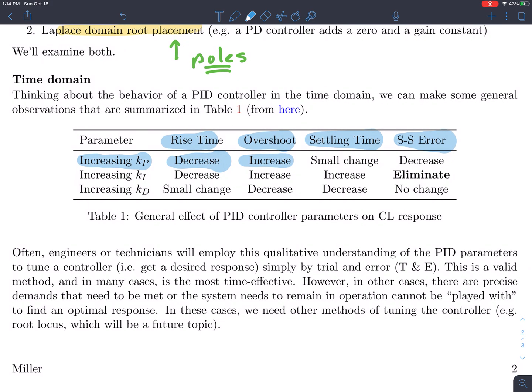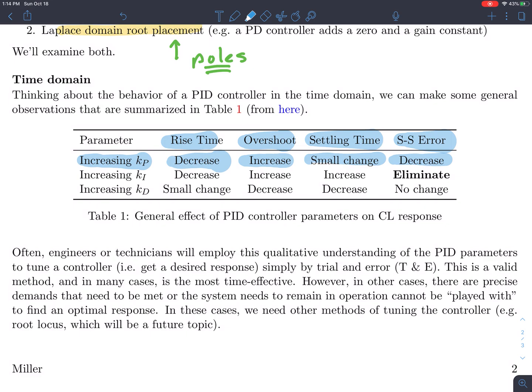Increasing KP also has a small change on the settling time, but according to this table, not as dramatic as what you would see for rise time and overshoot. Also, if there's steady state error in your controller design, increasing KP would tend to make that smaller.